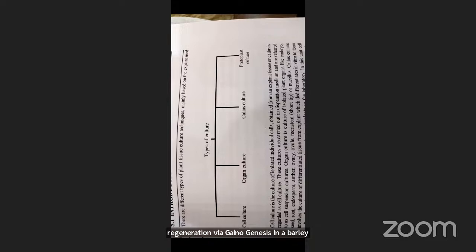So androgenesis was reported by the scientists Shipra Guha and Maheshwari in the plant Datura innoxia, and gynogenesis was reported by San Noum in the plant barley.